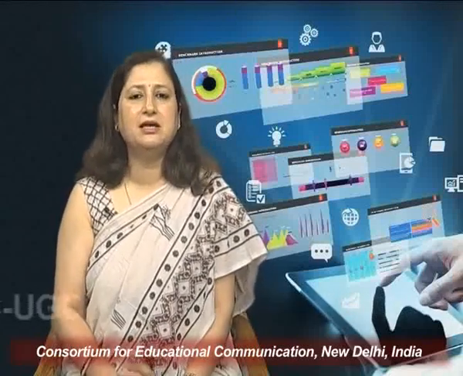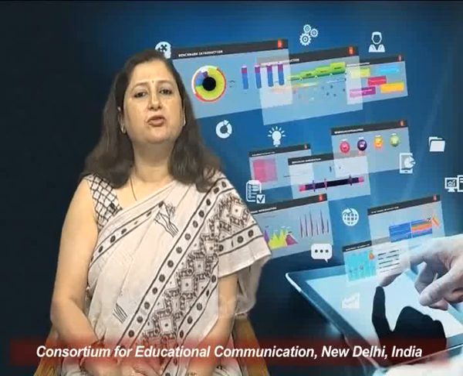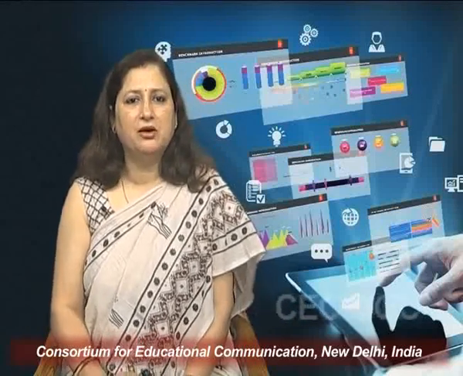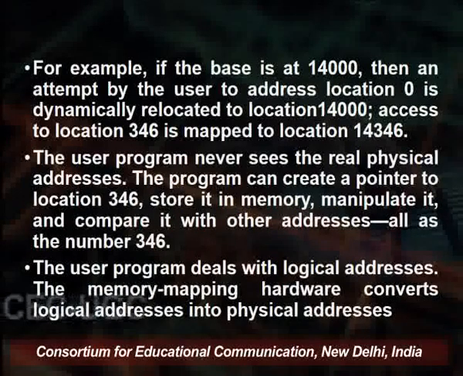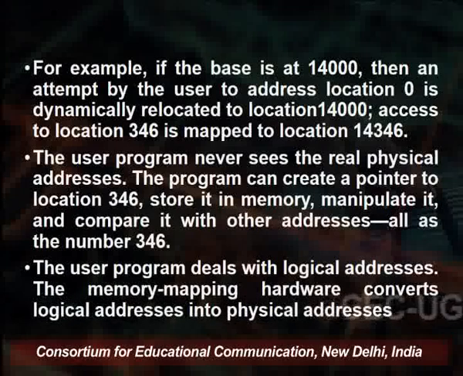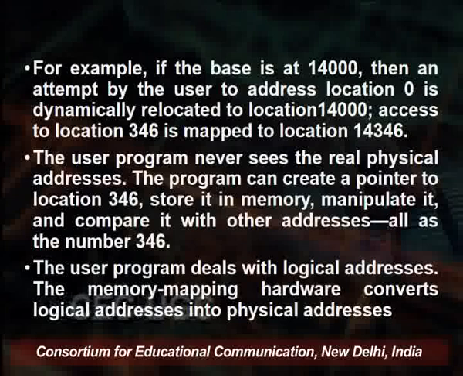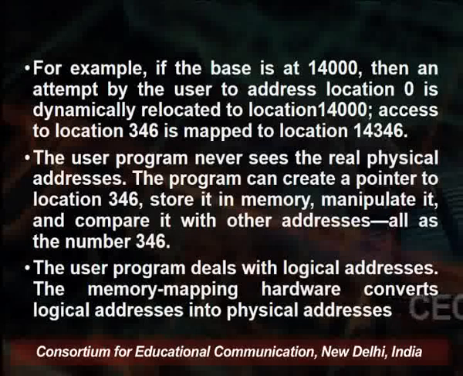So, for example, if we have a base register which has the value 14000, then an attempt by the user to address location 0 dynamically means that the user is trying to access location 14000. Why? Because this is the base value for that particular process. If the access is aimed at location 346, then it is actually aimed at 14346.